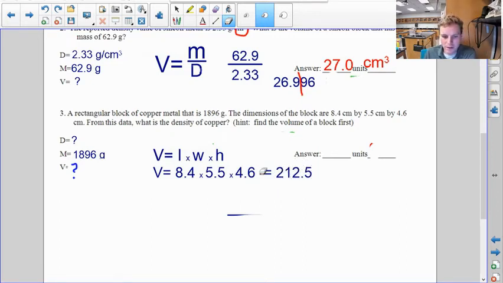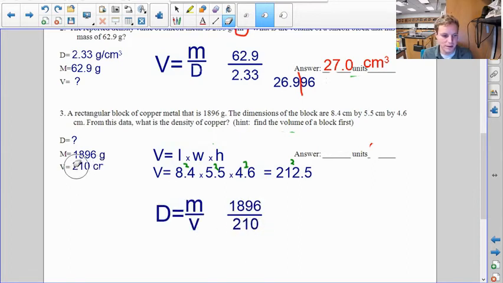Okay, 212.5. But let's remember that this value right here can have how many sig figs? Let's see here. We've got 2 here. We've got 2 there. We have 2 here. So this value can only keep 2 sig figs. So 212.5, you need to round after the 1. So after that 1, you'll get 210. Okay, so that's why when I plug this in, my volume will be 210, and notice it's centimeters cubed. And that kind of makes sense because we have 8.4 centimeters times 5.5 centimeters times 4.6 centimeters. Centimeters times centimeters times centimeters equals centimeters cubed.